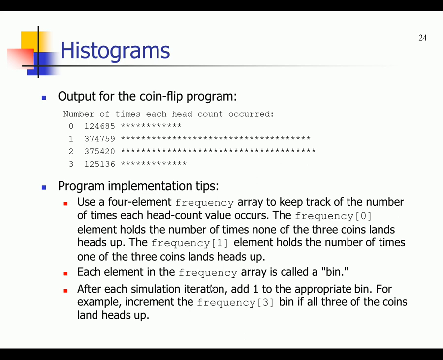For the bottom one, both of them landed on heads. Does that look about right? They're about equal. So if I flipped 3 coins 1,000,000 times, how many times will they all land on heads or all land on tails? They should be equal, shouldn't they?